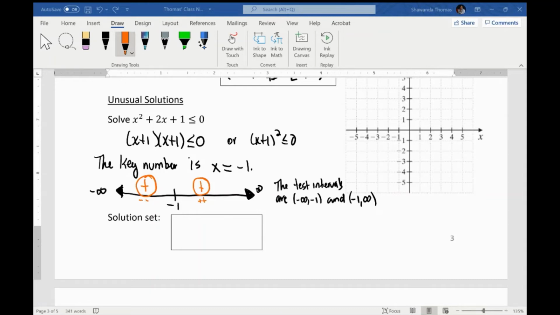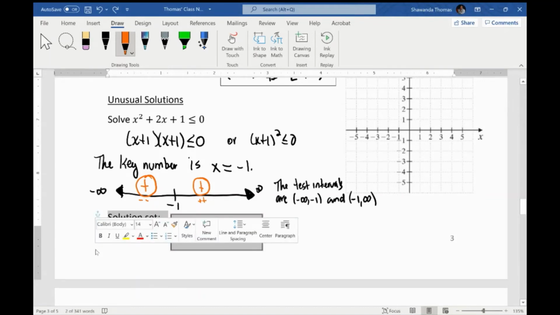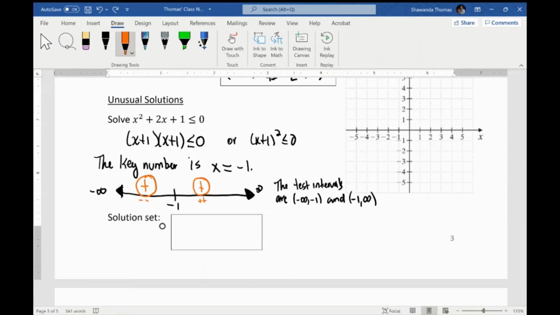Anybody want -1? -1. Why does -1 work? If it's less than or equal to 0. Because if we plug -1 in, what do we get? If we plug in -1 into this right here, what do we get? Zero. Yeah, 0. And it's equal to 0, right? If we plug in -1, it works. So the only answer is -1.